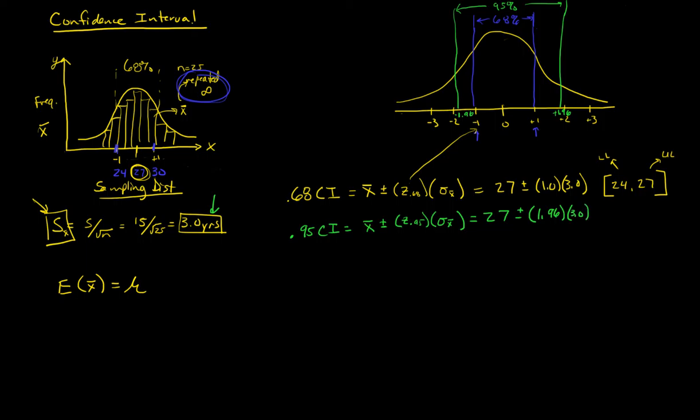And so I just had to grab a calculator here. So if we plug in and chug this, you're looking at 1.96 times 3.0 is 5.88. So if we add 27 onto that, we'll be at 32.88. And if we take 27 and subtract from it 5.88, we'll be at 22.12. And so that would be our interval.